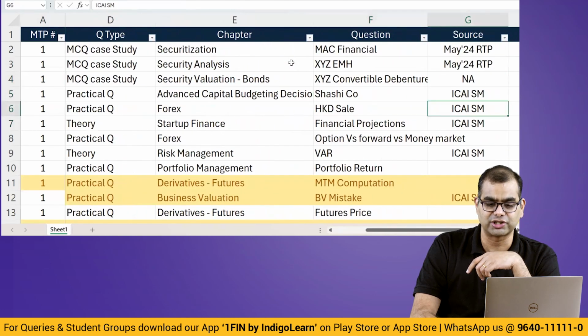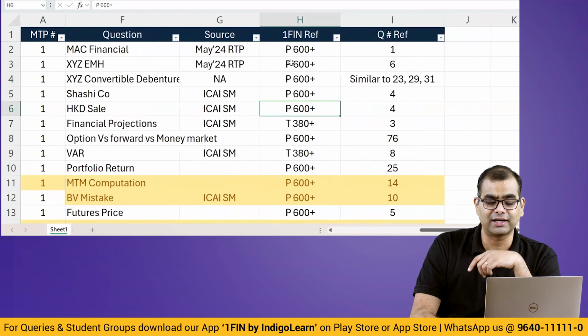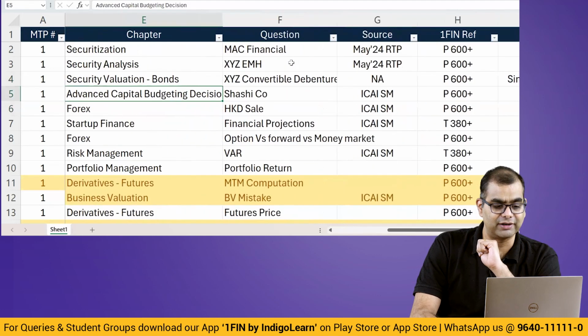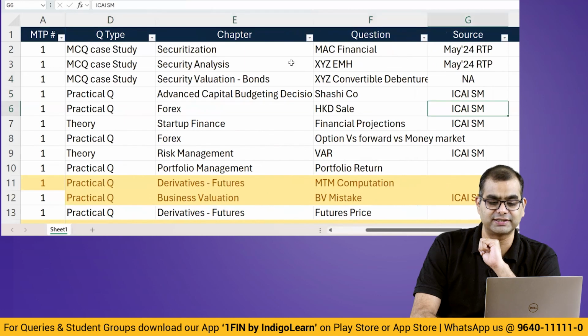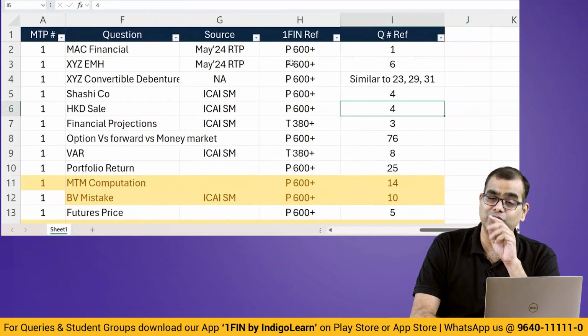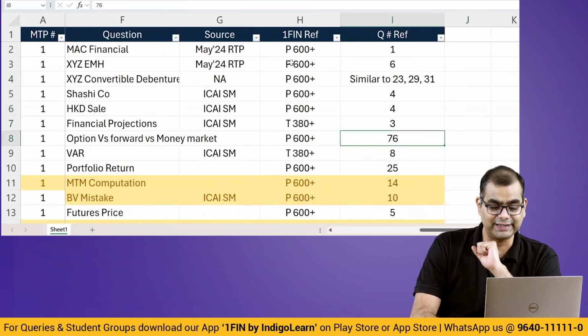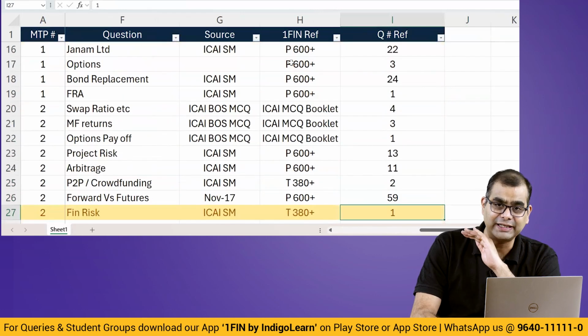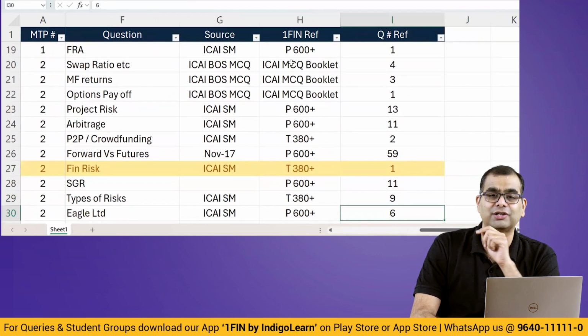They are Shashi and Co and HKD sale, and both are directly from P600 plus. And what is the question number? Question number 4 in the advanced capital budgeting chapter. And this HKD sale, Hong Kong dollar sale, is also question number 4 from the forex chapter. Like that, I have highlighted the question numbers in the entire model test papers.